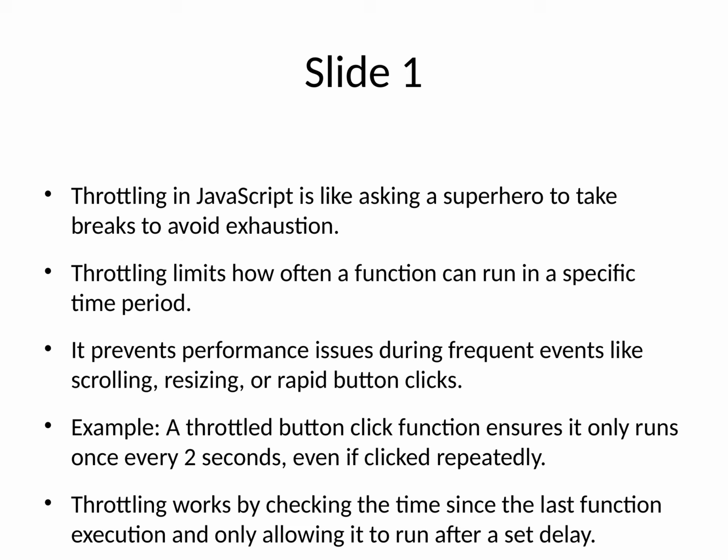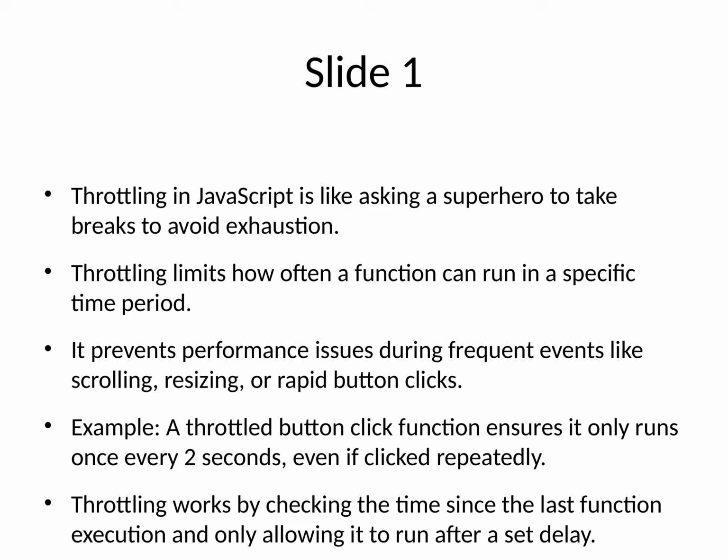For example, imagine you have a magic button that makes a balloon grow. If you click the button too quickly, the balloon might pop. To prevent this, you can throttle the button so it only works once every 2 seconds, no matter how fast you click.